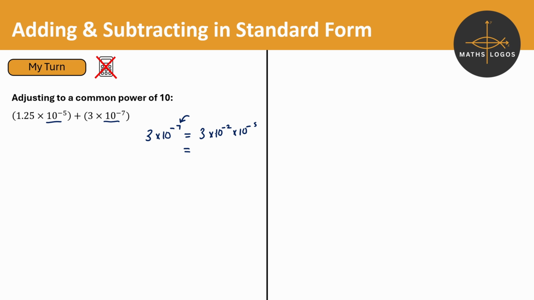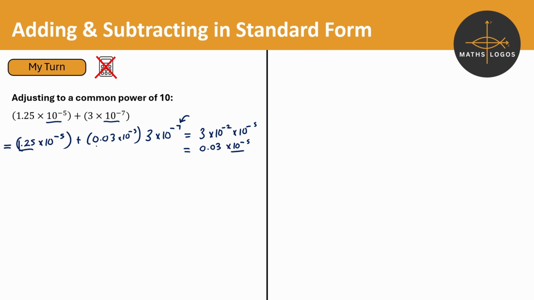Then do 3 multiplied by 10 to the negative 2. Well, that gives you 0.03 multiplied by 10 to the negative 5. So I've now adjusted it so that they both have that 10 to the negative 5. We can now go to our calculation. I've got 1.25 multiplied by 10 to the negative 5. And I'm adding on 0.03 multiplied by 10 to the negative 5.